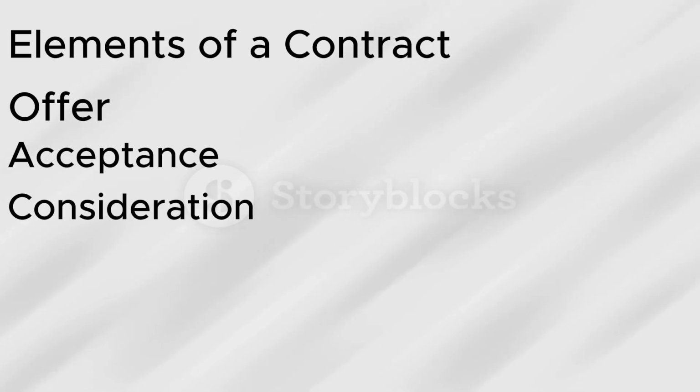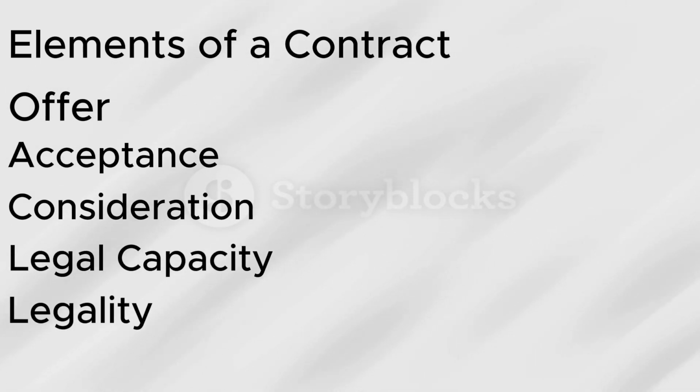So, to recap, the essential elements of a contract are an offer, acceptance, consideration, legal capacity, and legality. Understanding these elements can help you navigate agreements more effectively. Now I'll go over a few nuances to these elements.